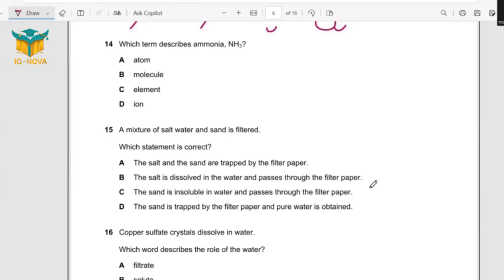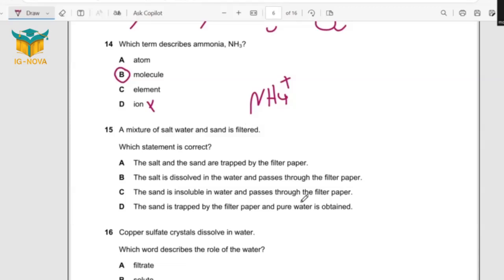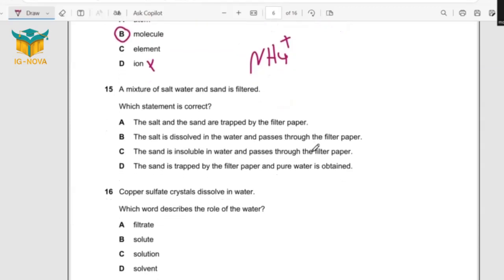Over to chemistry. NH3, two different atoms, so immediately a molecule, a compound or a molecule. So ammonia is a molecule, not an atom, not an element, not an ion because there is no charge here. Ammonium is an ion, while ammonia is a molecule or a compound. Why do we name it a molecule? Because it is simple molecular.